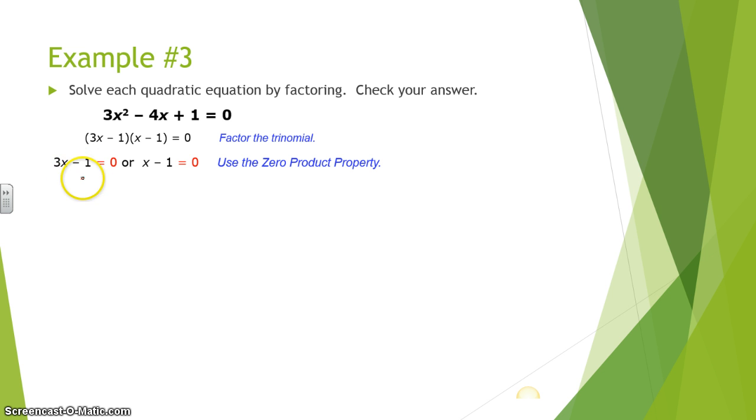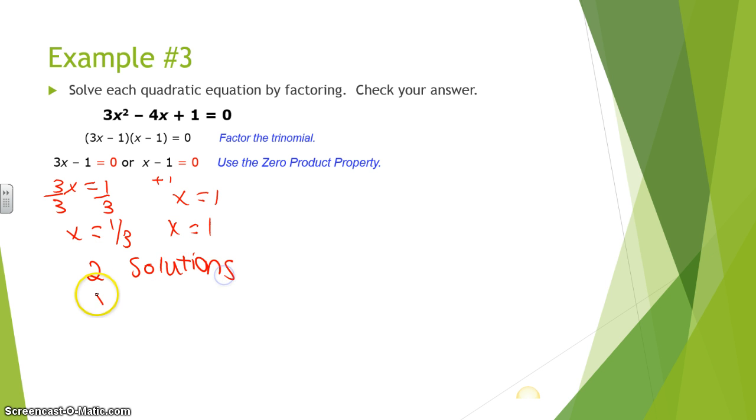Here we add 1 to each side to get 3x equals 1. Here we add 1 to each side, so x equals 1. Divide by 3 on each side, so x equals 1/3. x equals 1. So this will have two solutions: x equals 1/3 and x equals 1.